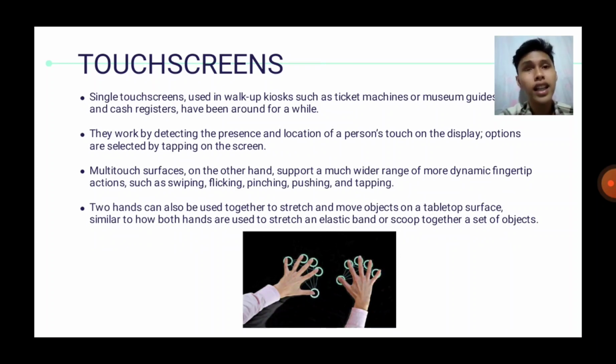Again, single touchscreens used in kiosks such as ticket machines, museum guides, and cash registers have been around for a while. They work by detecting the presence and location of a person's touch on a display. Options are selected by tapping on the screen. Third, multi-touch surfaces, on the other hand, support a much wider range of more dynamic fingertip actions such as swiping, flicking, pinching, pushing, and tapping. Two hands can also be used together to stretch and move objects on the tabletop surface, similar to how two hands are used to stretch an elastic band or scoop together a set of objects.